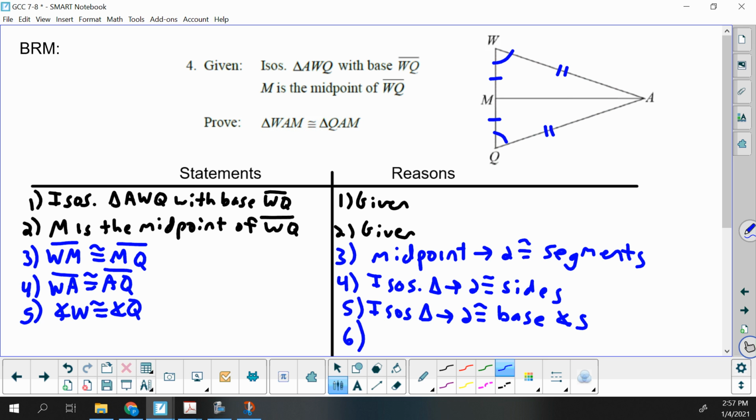And notice we have an angle in between 2 sides, so that's side angle side is congruent to side angle side. And our statement is just what we wanted to prove, the triangle WAM is congruent to triangle QAM.